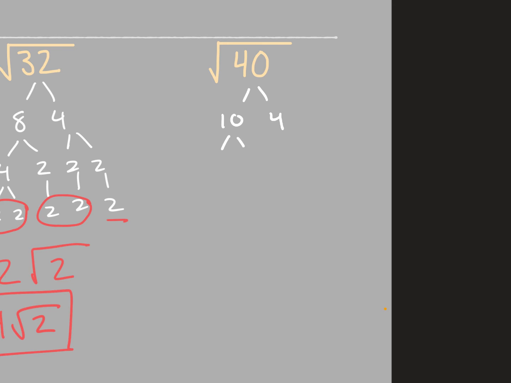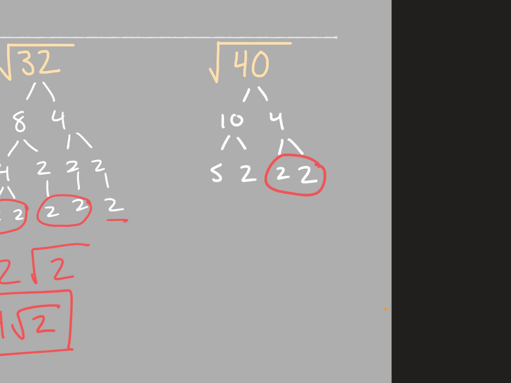What are 2 factors of 10? 5 and 2. And what are 2 factors of 4? 2 and 2. What am I going to circle? 2 and 2. I can circle how many 2's? 2. I only circle 2 at a time. So do I have any other pairs? Are 5 and 2 the same number? Nope, so I can't circle them.